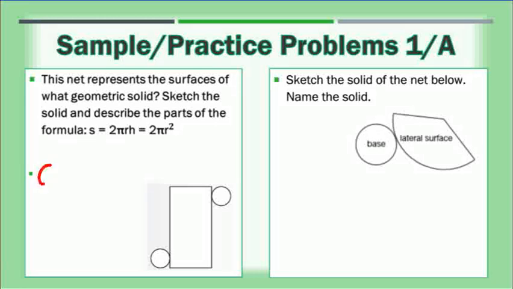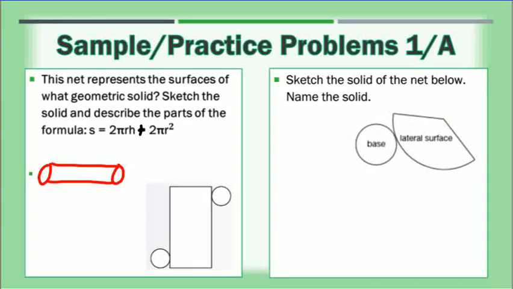So I can actually draw 2 circles or ovals at the end here. So really I would have a cylinder here. By the way, this should be a plus sign. So 2 pi r h plus 2 pi r squared. So I'll describe the parts of the formula. So the surface area of a cylinder would be 2 pi r h.